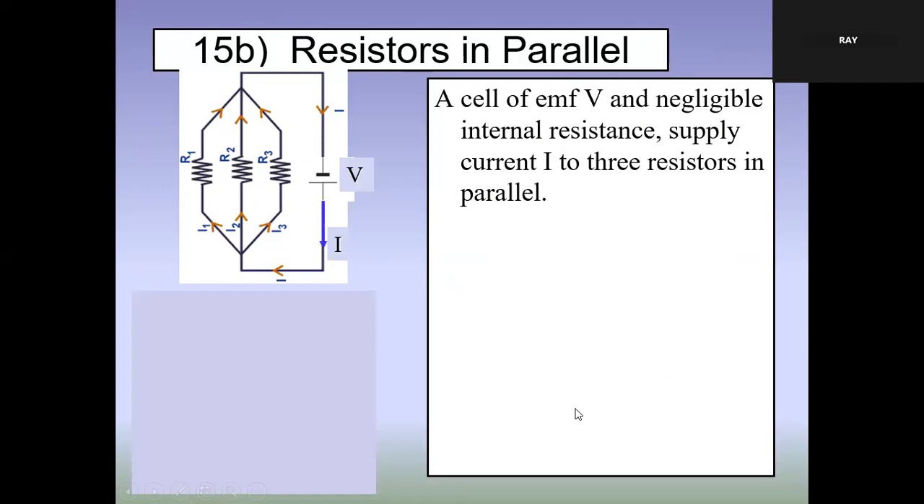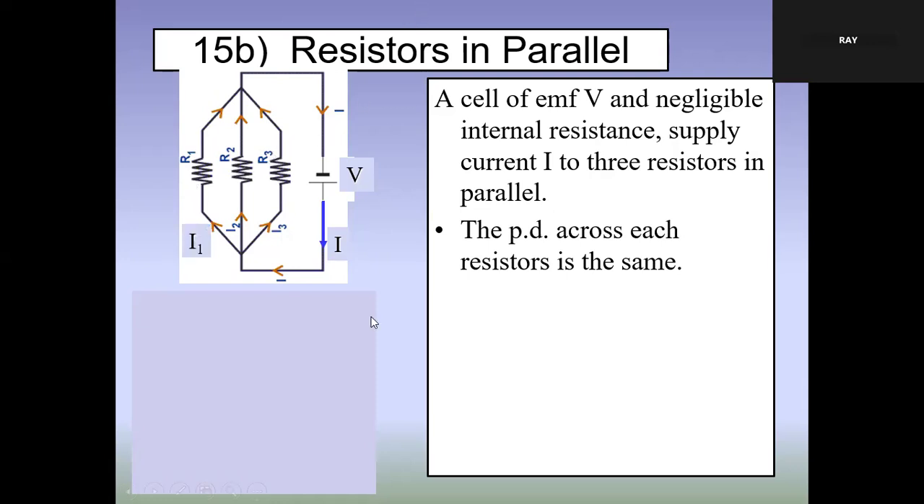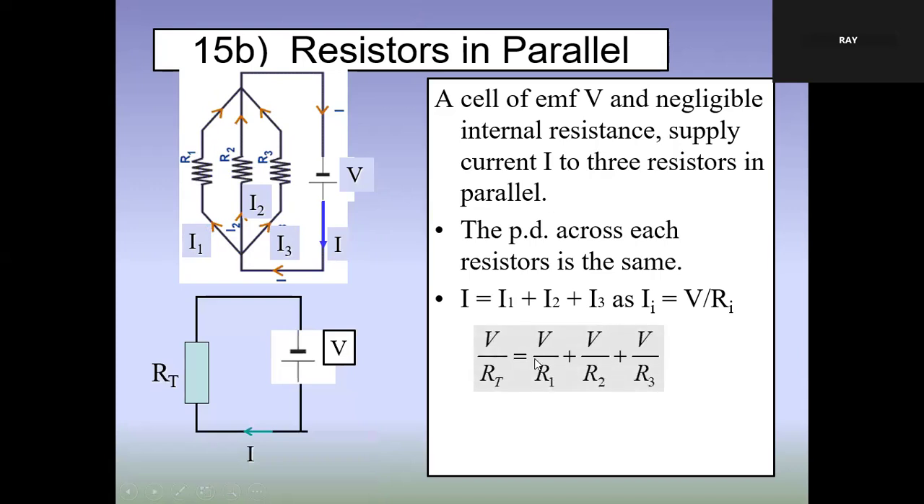The cell of EMF V, negligible internal resistance, supplies a current to the 3 resistors. PD across each resistor is the same. That's how we know it's parallel. I1, I2, I3. So I, current going into the junction, going out, I1, I2, I3. Then replace your I with V over R. V divided by R1.